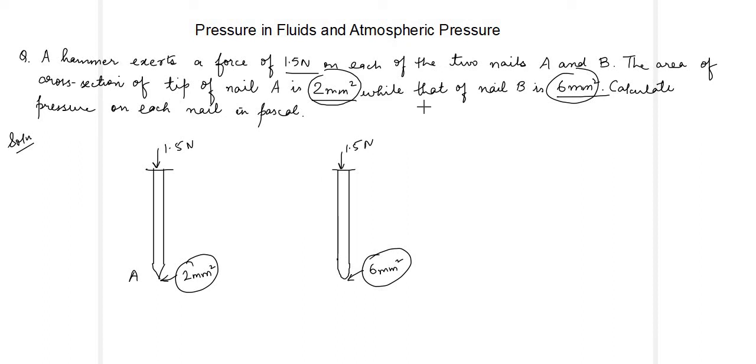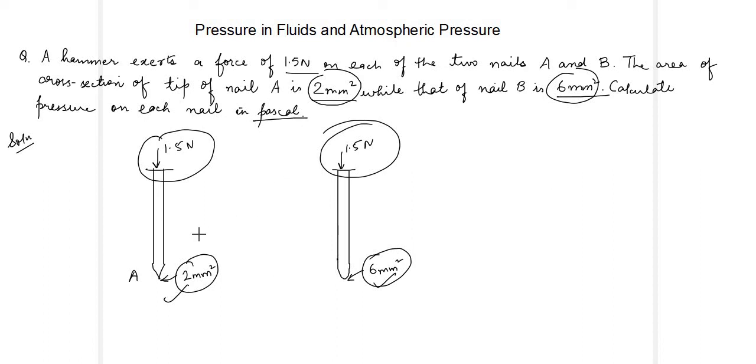What do I have to find? Calculate the pressure on each of the nails in Pascal. I have to find out how much pressure is exerted on nail A and also on nail B. Obviously, the same force is there, but it is applied on different areas, so pressure would be different. Pressure is the normal, the perpendicular force upon area. So when the area is different, the pressure will also be different.